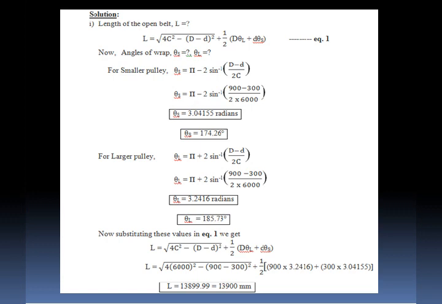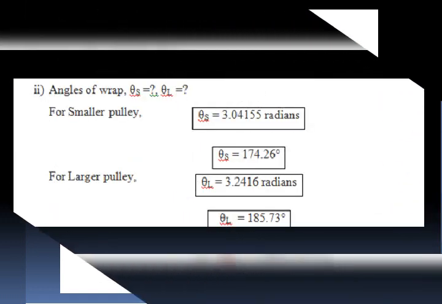Now we need to substitute these values theta suffix S and theta suffix L in equation number 1. Then we are getting L is equal to square root of 4c square minus (capital D minus small d) square, plus half into [capital D theta L plus d into theta suffix S]. So L is equal to square root of 4 into 6000 square minus (900 minus 300) whole square, plus half into [900 into 3.2416 plus 300 into 3.04155]. So we are getting the value L is equal to 13,899.99, or that is equal to 13,900 mm.